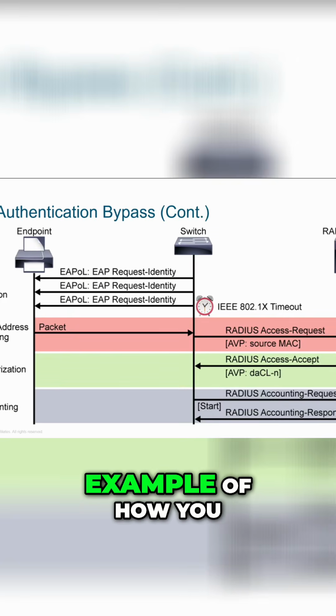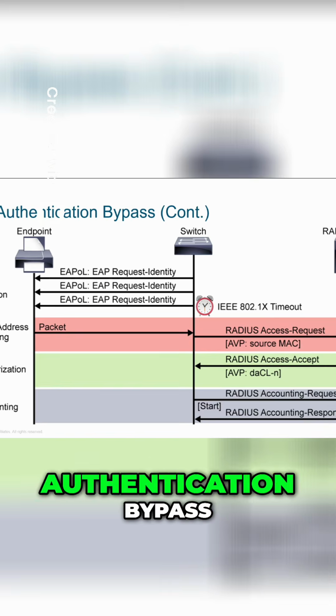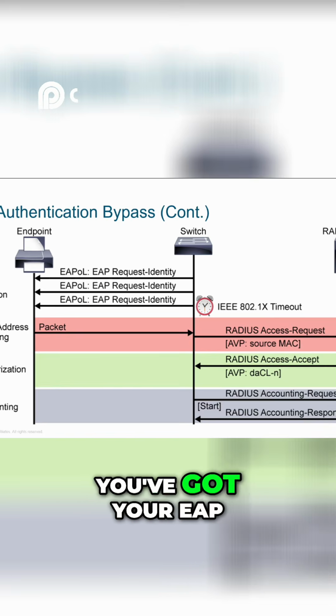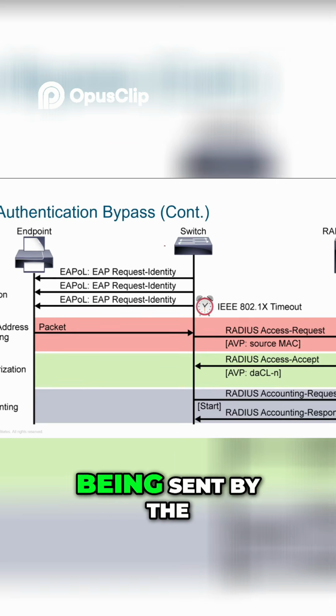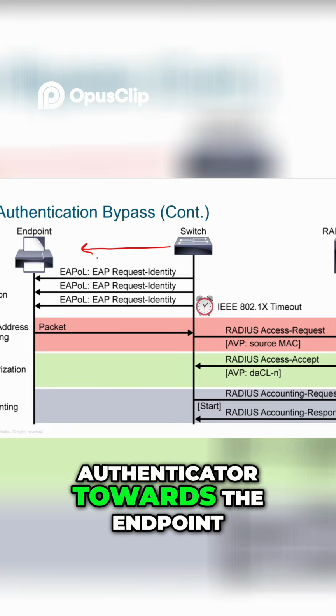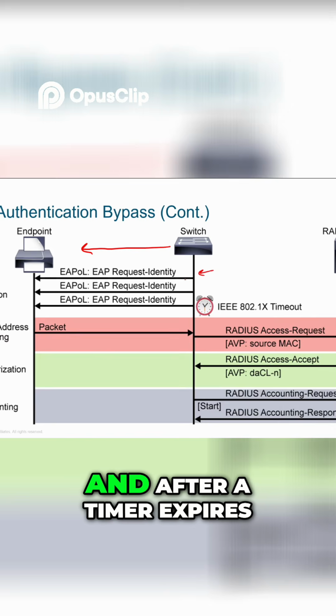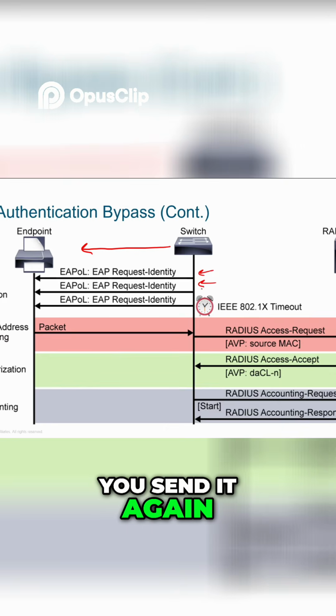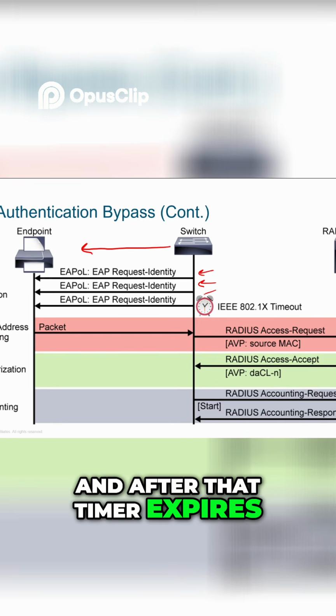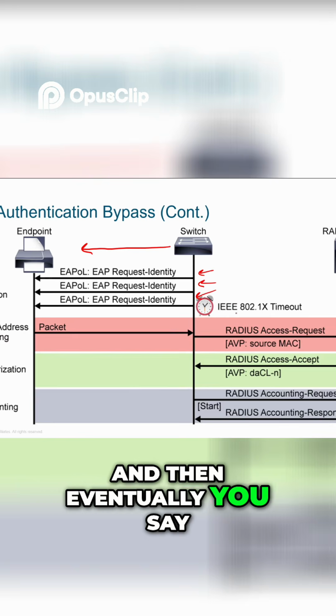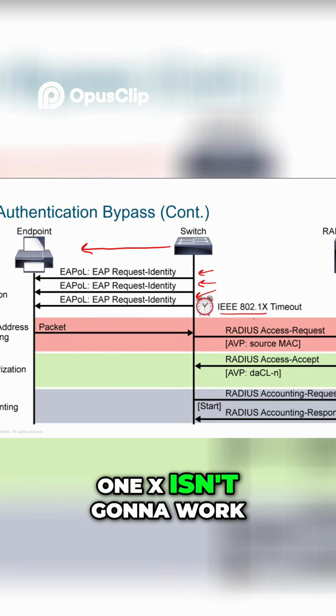Here we see an example of how you fall back to MAC Authentication Bypass. What happens here is you've got your EAP login requests. Notice that these are being sent by the authenticator towards the endpoint. Now, when you send this message out, you wait, and after a timer expires, you send it again, and after that timer expires, you send it again, and then eventually you say, well, I guess 802.1x isn't going to work.